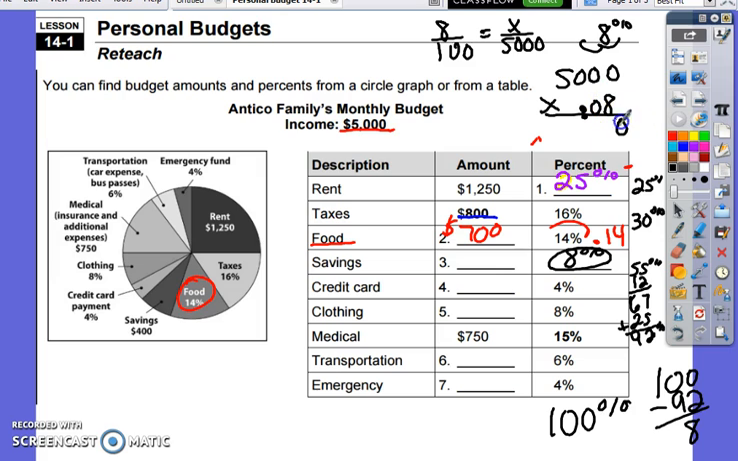8 times 0 is 0, 8 times 0 is 0, 8 times 0 is 0, 8 times 5 is 40. I need to kick my decimal back in 2 places. And then that says that 8% of the $5,000 is $400. So $400 is used for savings each month. So they're putting that in the savings.